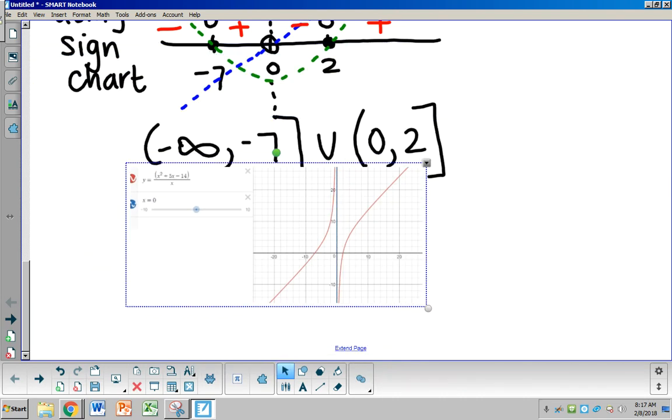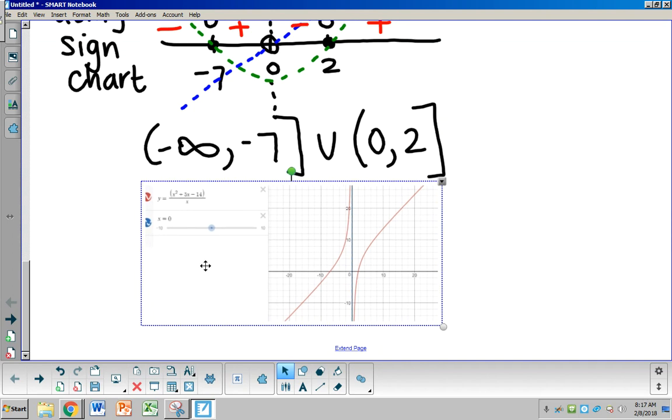So basically, what a sign chart does is it shortens this process of graphing it, doesn't it? And do you see how this expression here is negative from negative infinity to negative 7, and then a union from 0 with an open parenthesis to 2? And we got that just by superimposing the numerator and the denominator on the sign chart.